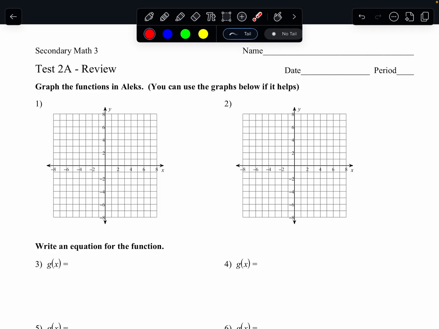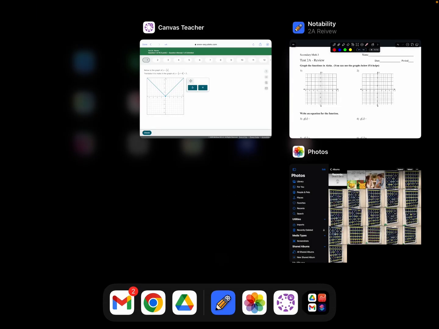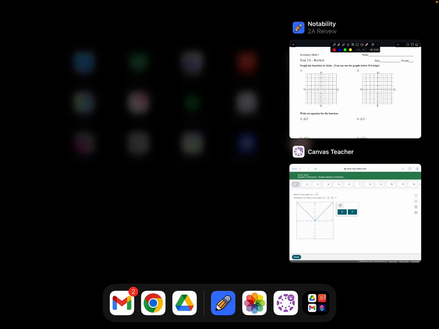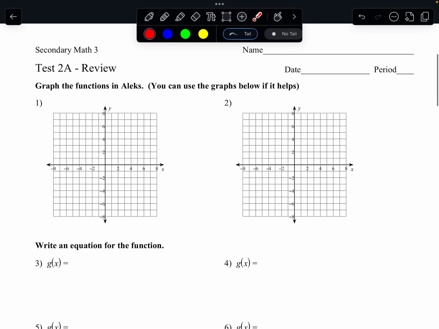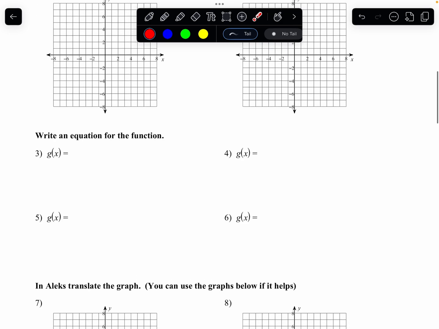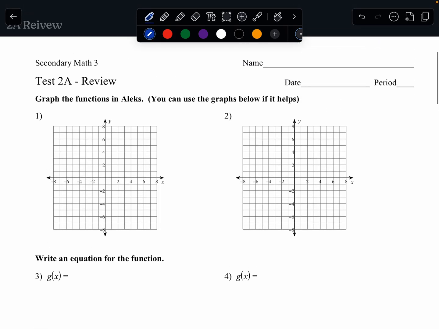So yeah, one thing to note is that it's going to be kind of a hybrid sort of test where you'll answer questions in ALEKS, but I will have a paper printout where you can show your work or at least do some of your calculations. So this is how it's going to look on paper.